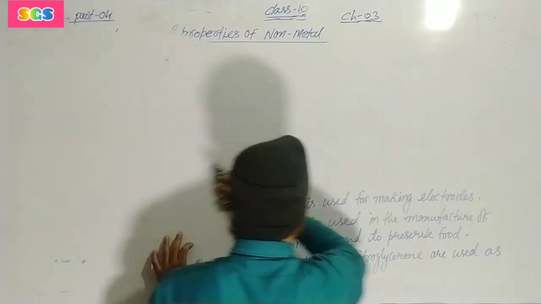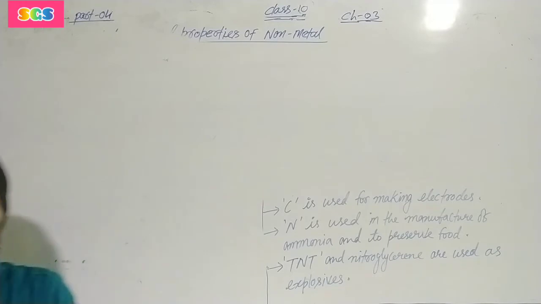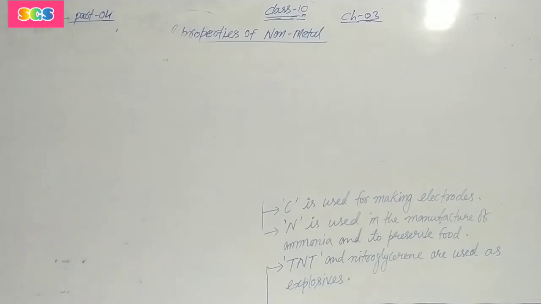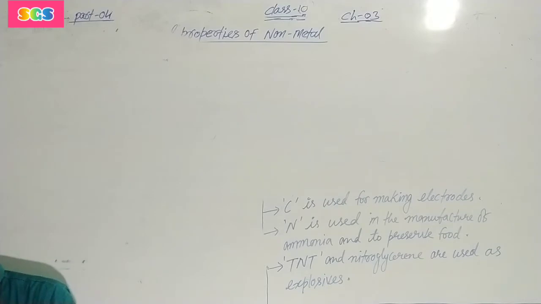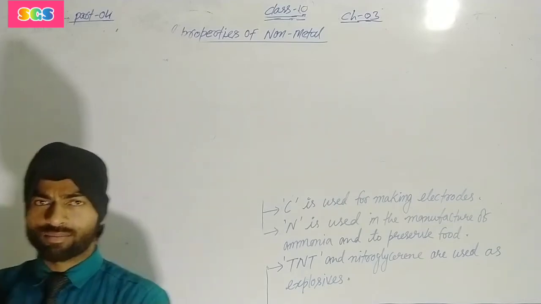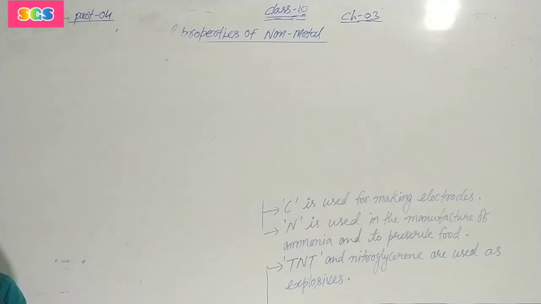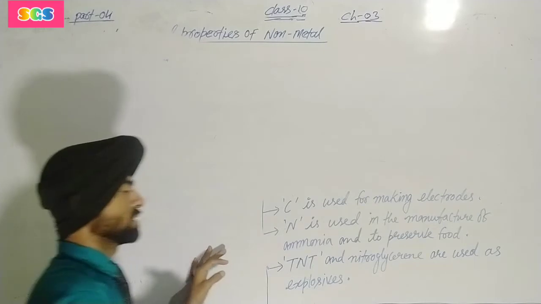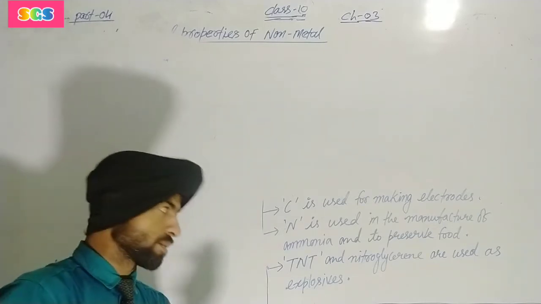Another non-metal is carbon, which in the form of graphite is used as an electrode. Have you heard the name graphite? Graphite is an allotrope of carbon. There are three allotropes of carbon: graphite, diamond and Buckminsterfullerene. Graphite is a non-metal, an allotrope of carbon, and is used for making electrodes.